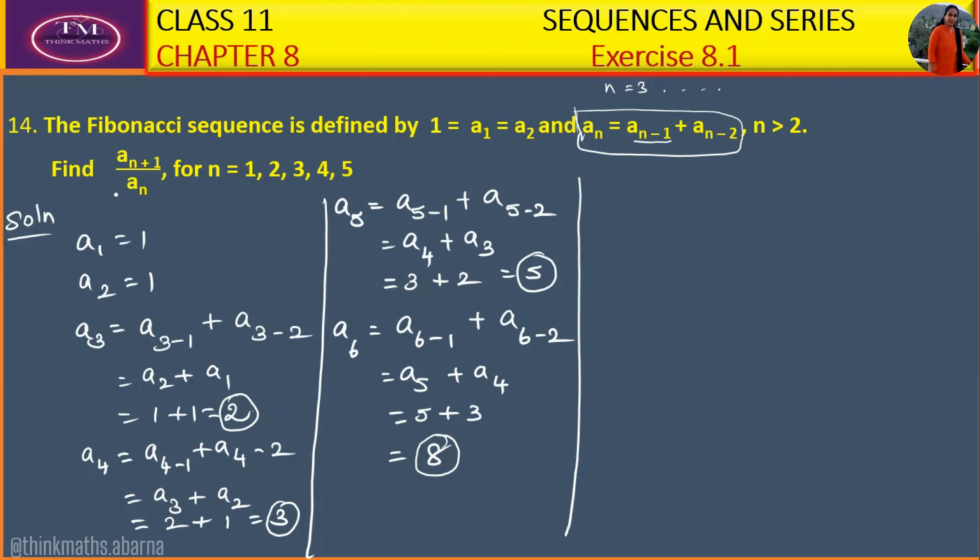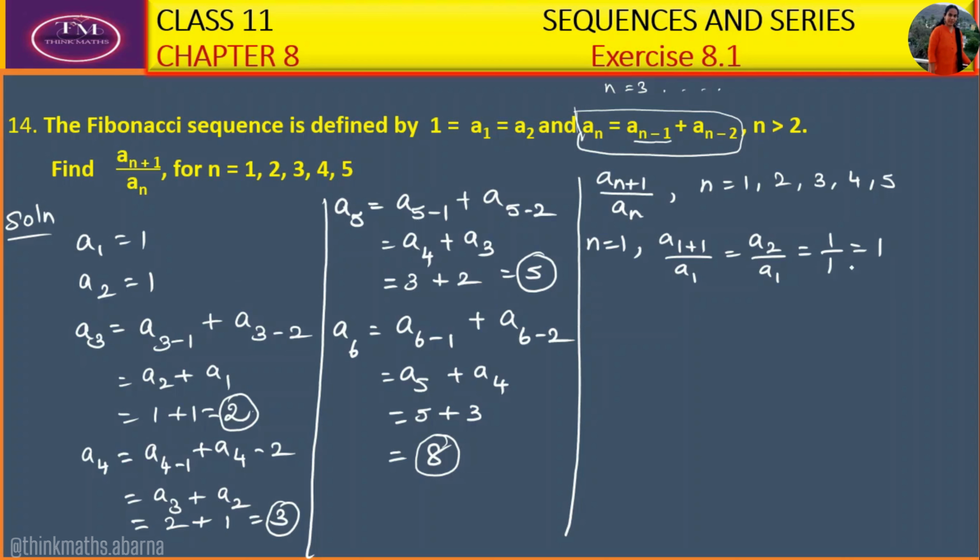Now we have to find out the value for which n is equal to 1, 2, 3, 4, 5. The general term is an plus 1 divided by an. So if n is equal to 1, what will happen to this? A1 plus 1 by a1. So a2 by a1. What is a2? A2 is 1 divided by 1. So we get a1 plus 1 by a1 is equal to 1. For n is equal to 1, this is the value.